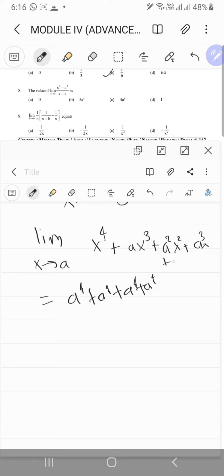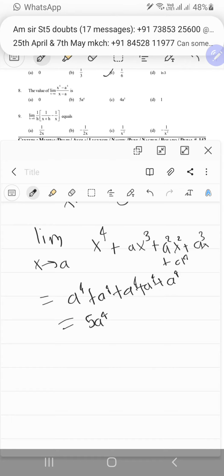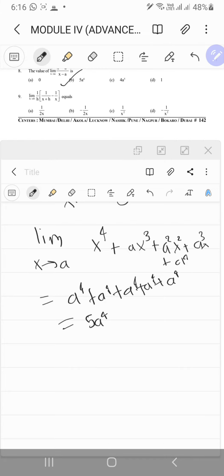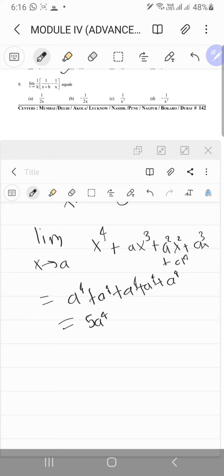Just a cube x plus a power 4, sorry. So 5 times of this a power 4 stuff, so that's going to be 5 a power 4. Nice. So that's also very doable. H approaches 0 of this thing, right? So let's just do this.